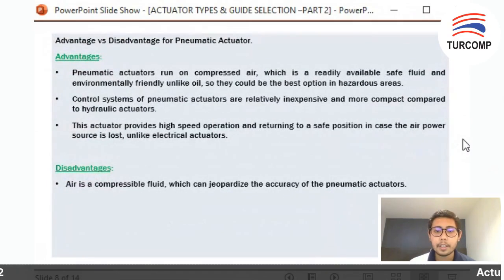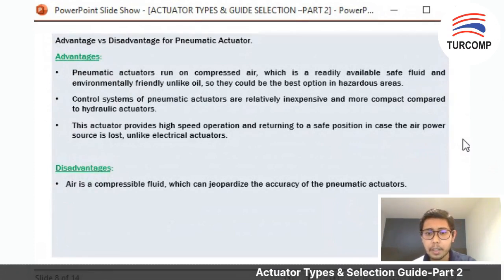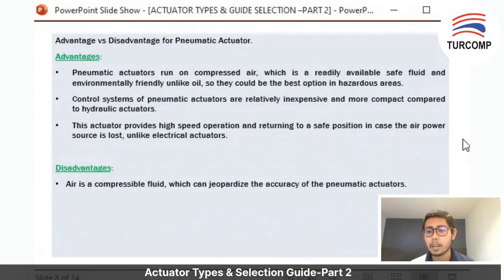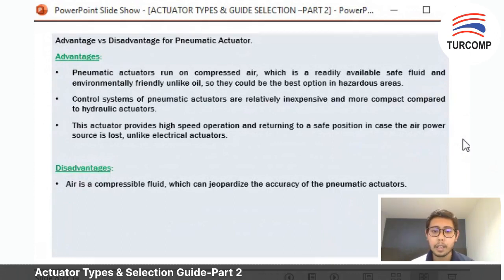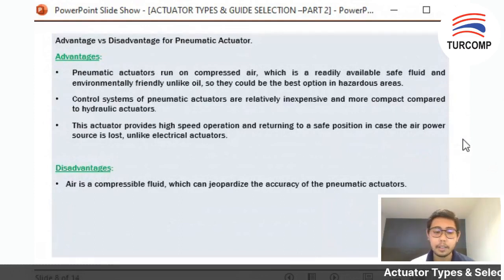Okay, advantages and disadvantages for pneumatic actuator. Pneumatic actuators run on compressed air, which is readily available, safe, fluid, and environmentally friendly, unlike oil. So they could be the best option in hazardous areas.